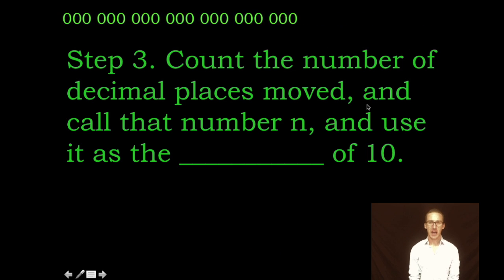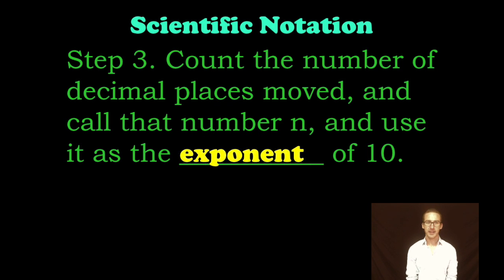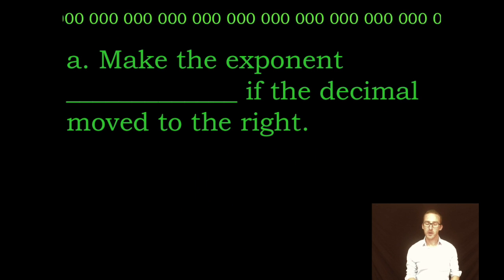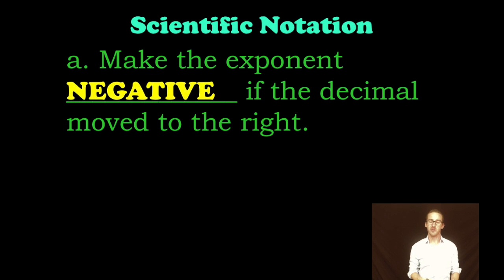Step three. Count the number of decimal places moved and call that number N and use it as the exponent of 10. So let's count away. Here we go. Decimal. There it is. 1, 2, 3, 4, 5 place values. N equals 5. Just a quick note though, don't forget that if you are going to move that decimal to the right, you need to make sure your exponent becomes negative.